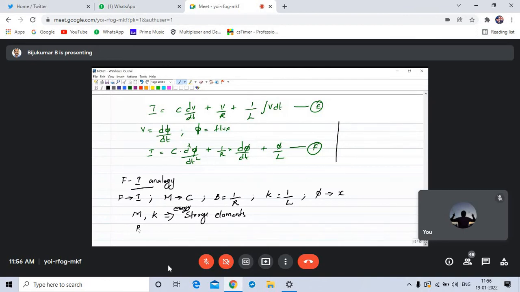What about the B? I already mentioned that the energy due to friction is lost in the form of heat, and this is a dissipative element. And in the analogy also you can see that it is analogous to the resistance R in electrical circuit, where R is a dissipative element only. It is not an energy storage element. So we can call B as a dissipative element. This we can call it as conservative element.